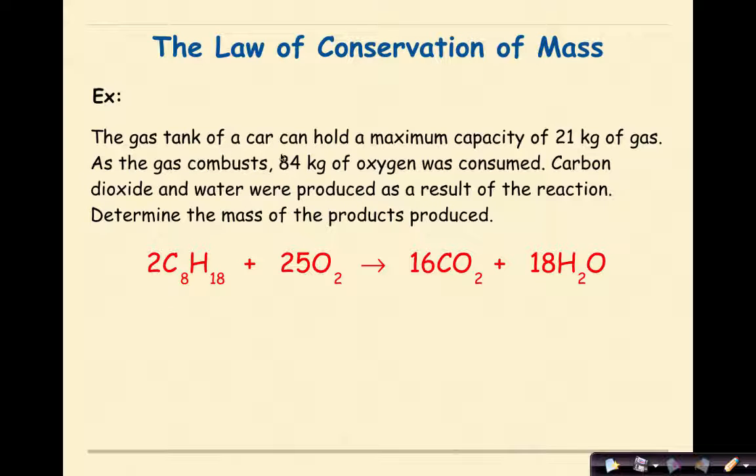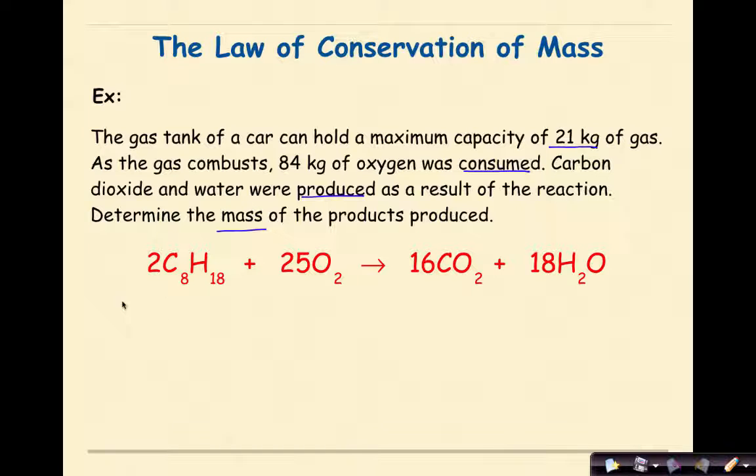The gas tank of a car can hold a maximum capacity of 21 kilograms of gas. As the gas combusts, 84 grams of oxygen was consumed. Carbon dioxide and water were produced as a result of the reaction. Determine the mass of the products produced.